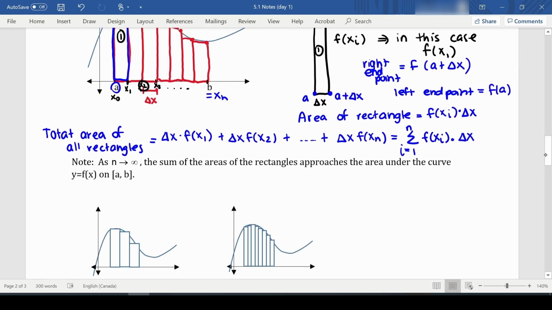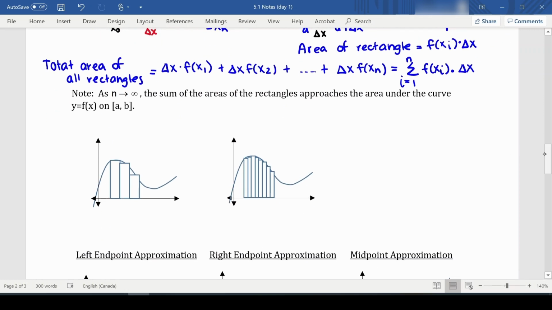As n approaches infinity, the sum of the areas of rectangles approaches the area under the curve. In other words, the more rectangles we have, the closer we're going to be to our actual area under the curve. And we can see an illustration of that here. On the left, this would be our a and our b.